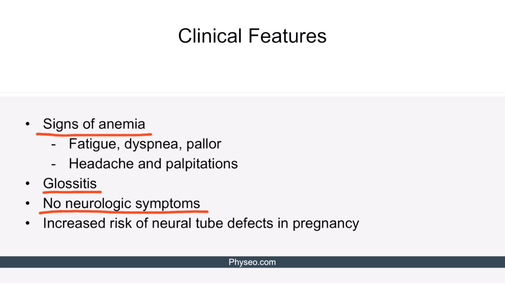It's also worth noting that folate deficiency during pregnancy increases the risk of neural tube defects. Even though the exact mechanism of how this occurs is unclear, the association is well established, and supplementation of folate in the early stages of pregnancy is crucial.